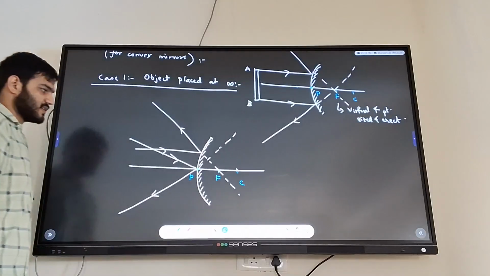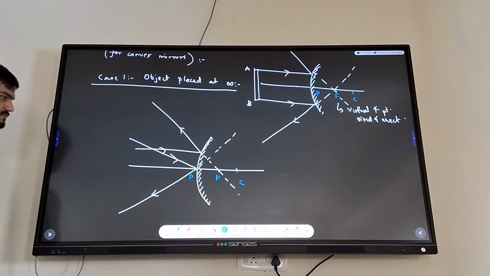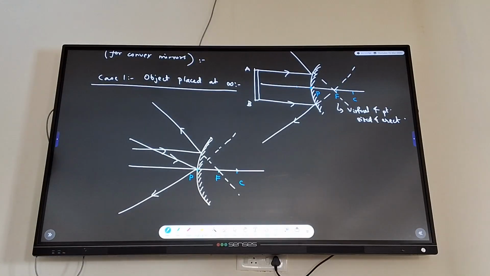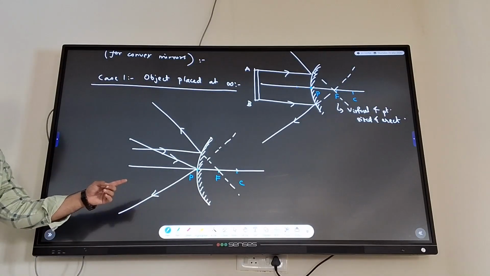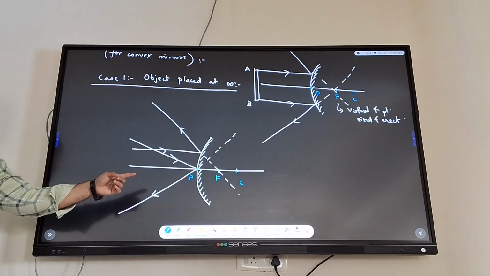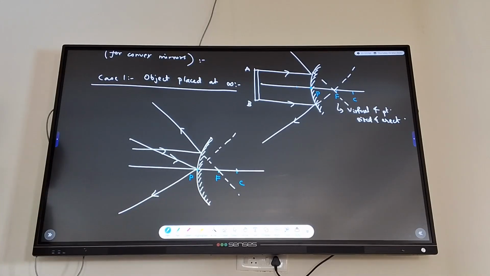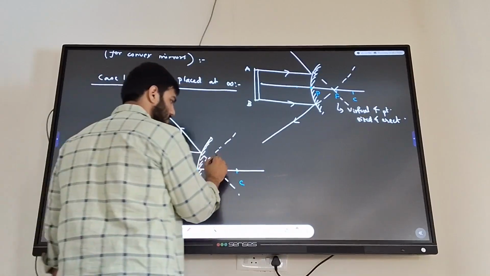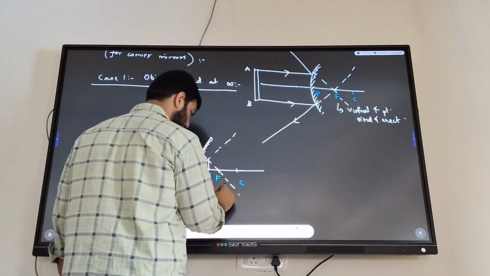Maybe I'm missing something here. But anyways, the main thing is the image formed will be virtual and erect.